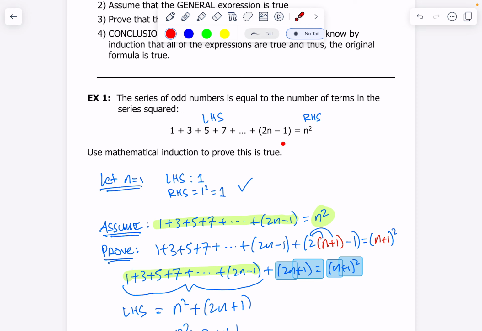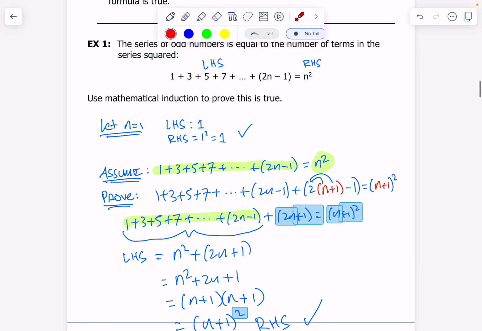And this example is saying that this sum of the odd integers is exactly equal to wherever you stop, that last term, squared. Kind of cool, kind of interesting. Let's see if it's true. It's true. We're going to actually prove it.